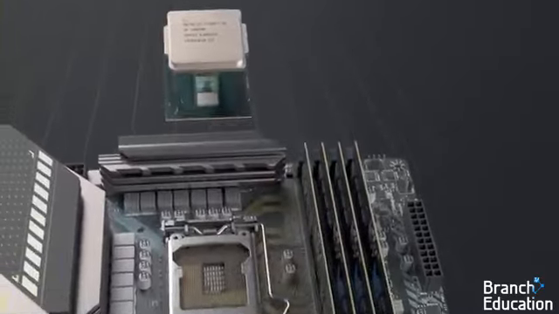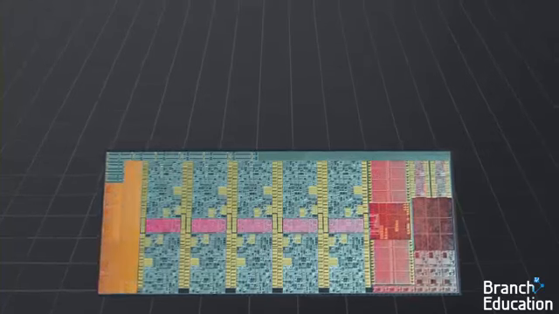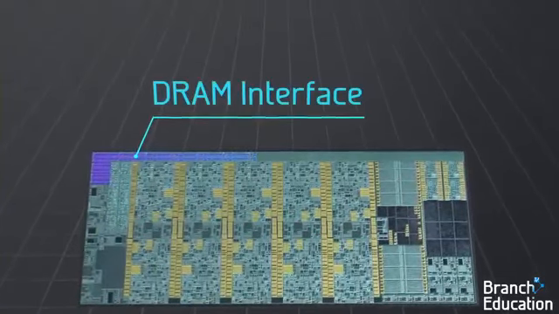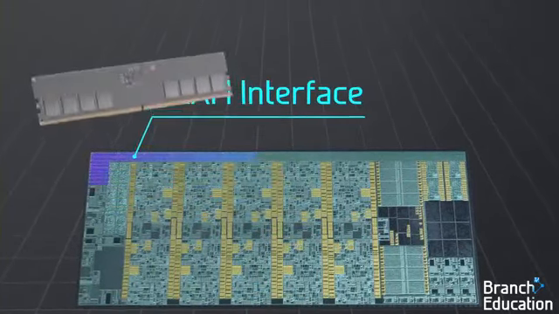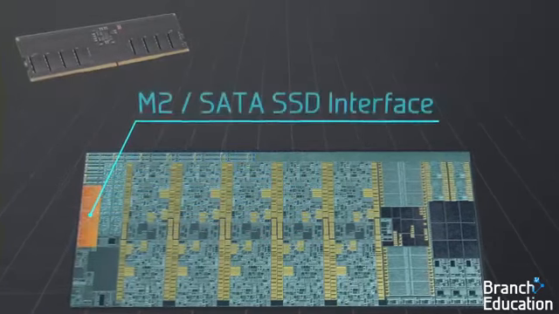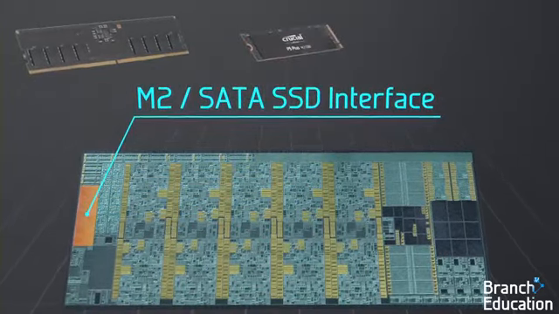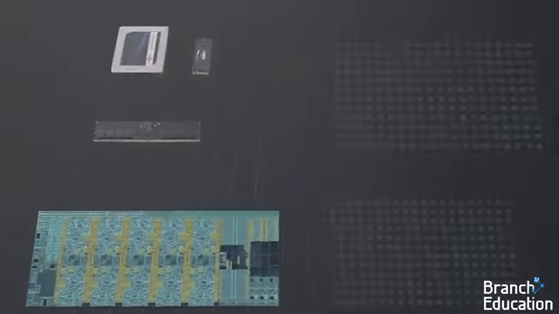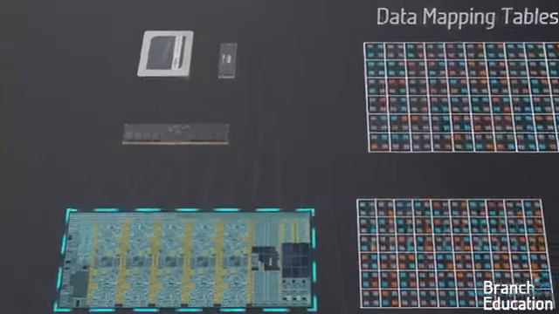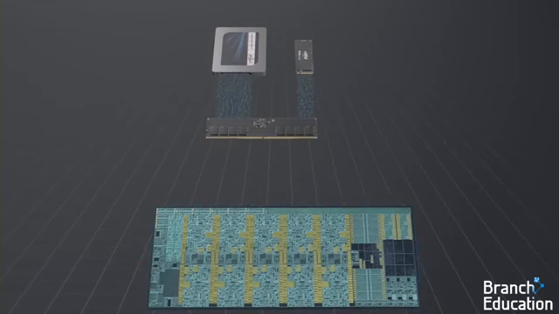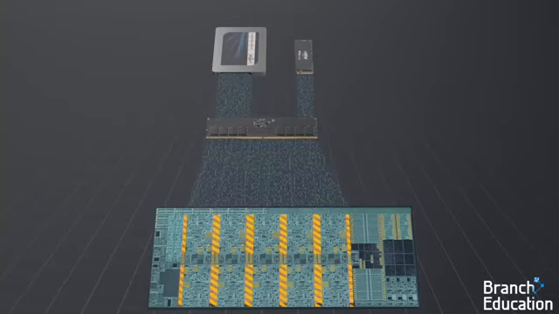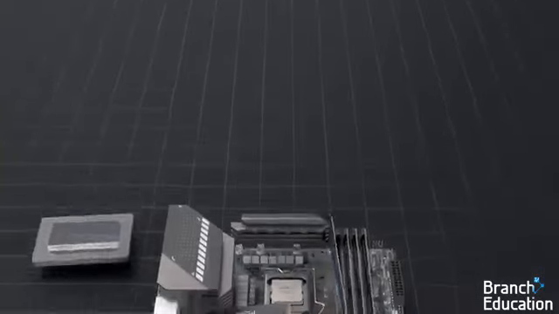Let's move to look inside the CPU at the processor. Along with numerous cores and many other elements, we find the memory controller which manages and communicates with the DRAM. There's also a separate section for communicating with SSDs plugged into the M2 slots, and with SSDs and hard drives plugged into SATA connectors. Using these sections, along with data mapping tables, the CPU manages the flow of data from the SSD to DRAM, as well as from DRAM to cache memory for processing by the cores. Let's move back to see the memory channels.